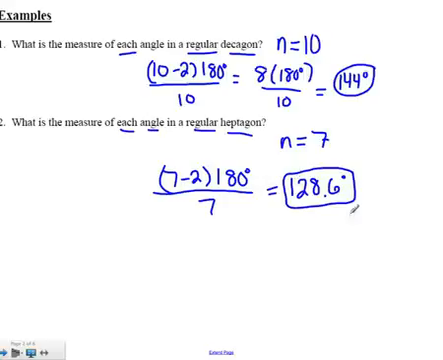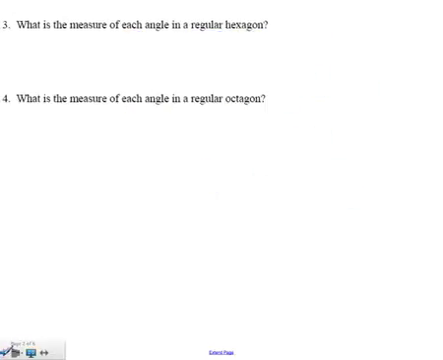Is it possible to have 128.6 degrees? As long as it's degrees, I think it's totally fine. If we had an answer that was like n equals 7.6, that wouldn't be a good answer. But our degrees can have some sort of decimal. Just our n's, our number of sides, can't have any decimal.